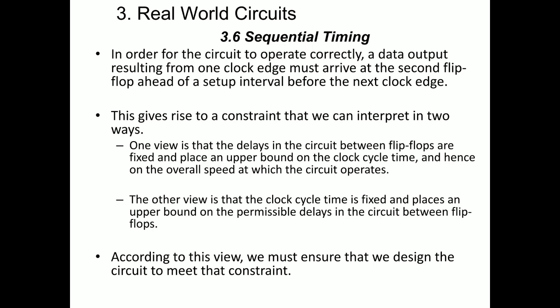And the second view is we'll fix the clock cycle time. The clock cycle time is fixed, and we'll place an upper bound on the permissible delays in the circuit between flip flops. It means that we can do two things: fix the delay between the flip flops, or fix the clock cycle time. According to this view, we must ensure that whatever design we describe, that circuit should be able to meet our required constraints. Constraints may be timing or voltage.